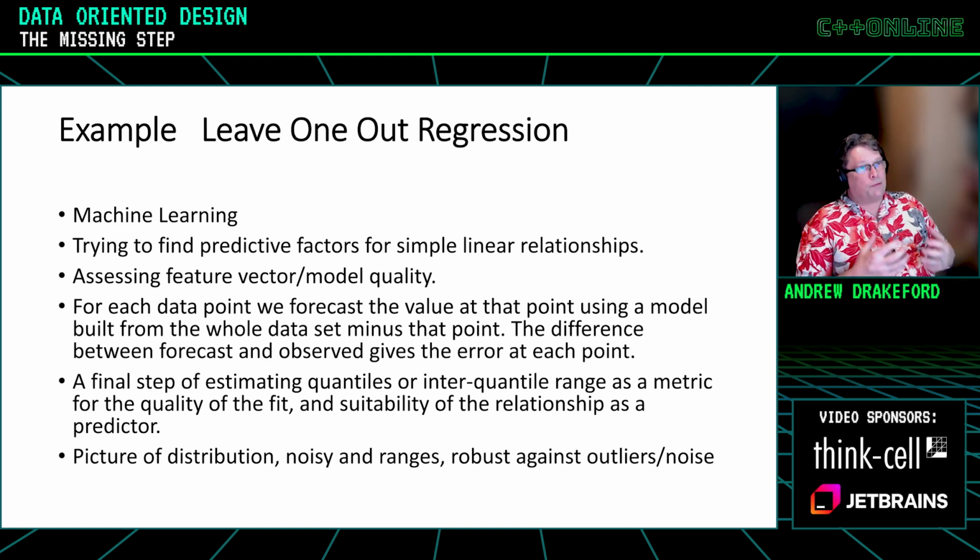With leave-one-out regression, what you would do is you'd have a data set, and for each data point, we build a model and forecast the value at that data point. But what we would do is we'd use the entire data set apart from the data at that point. And then we'd measure the difference between the forecast value and the observed value. We'd use this distribution of errors and metrics derived from that to help us work out whether or not this is a robust and stable feature vector for incorporation in models downstream.